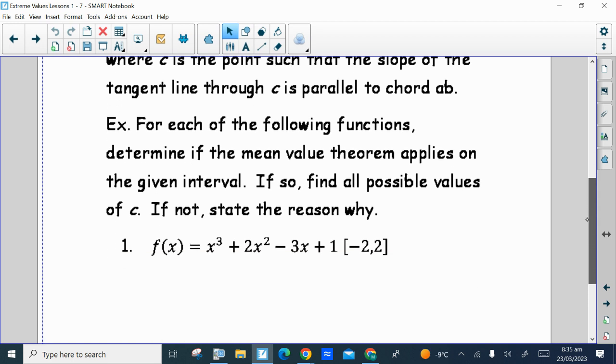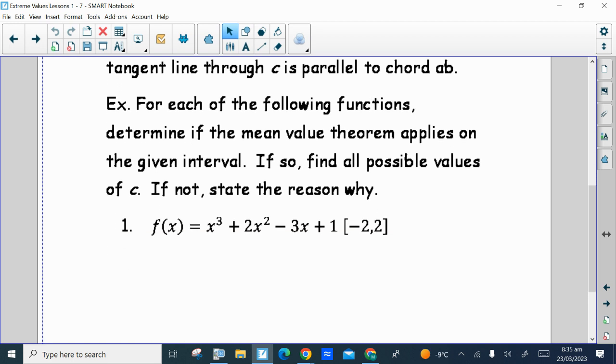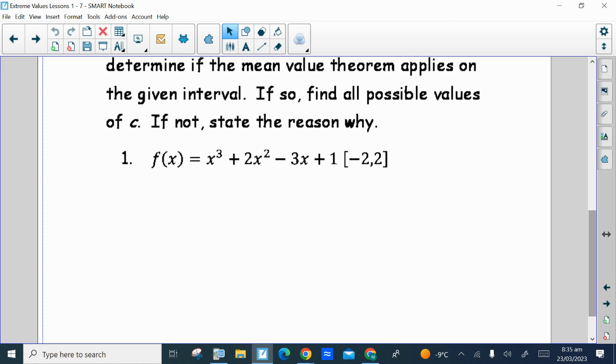For each of the following functions, determine if the mean value theorem applies on the given interval, and if so, find all possible values of c. If not, state the reason why. So in most cases, a reason that it might not be is because it's outside the domain that we're given. Okay? So that's one possible reason why the mean value theorem may not apply in that situation. But we'll see that as we go through.